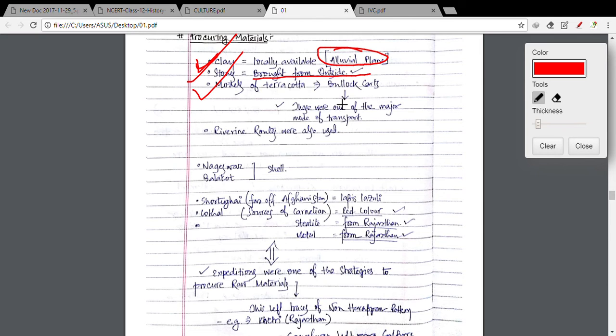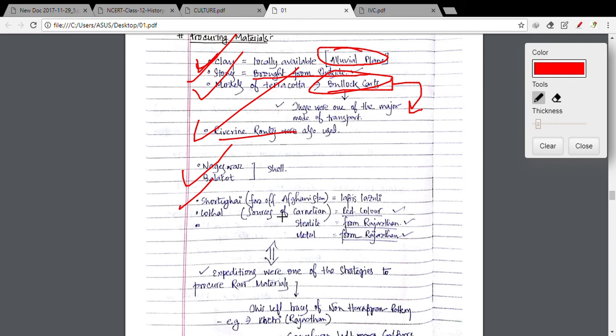Now models of terracotta like the bullock carts make sure that there was a mode of transport on the land, which was bullock carts. Riverine routes were also used. Nageswar and Balakot are the examples where we've already talked about that shell cutting was done there, so it gives us the idea about the sea trade.